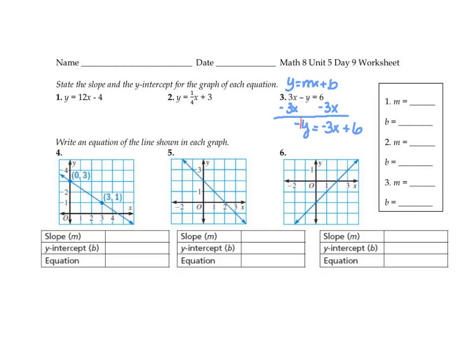Again, y still isn't by itself. I need to divide everything by negative 1. That's going to give us y equals 3x minus 6. And so our slope is 3, and our y-intercept is negative 6, which is just a little bit different than you might have been thinking it was if you didn't get y by itself.